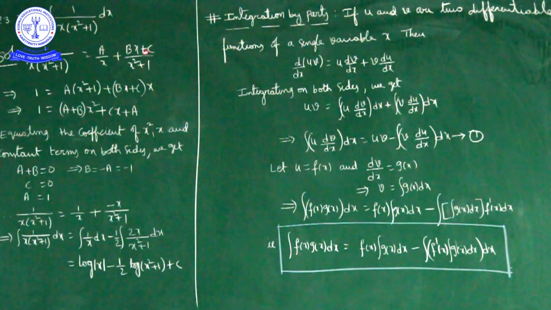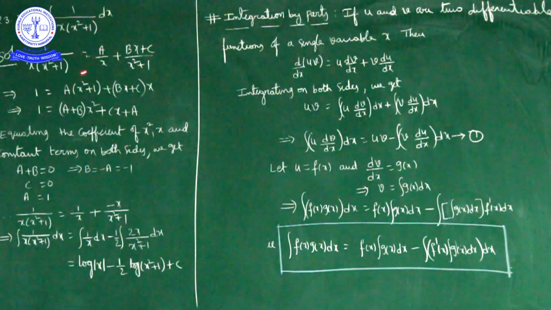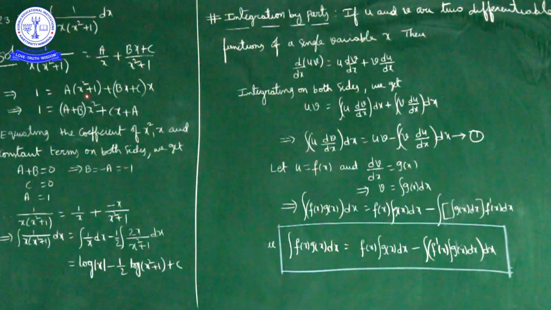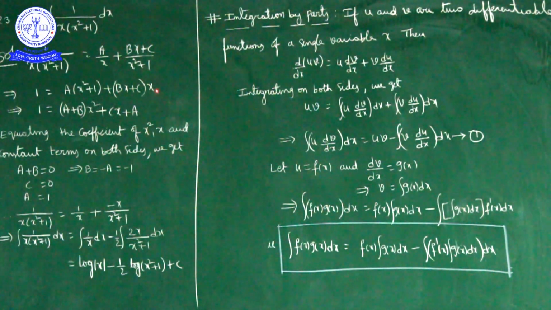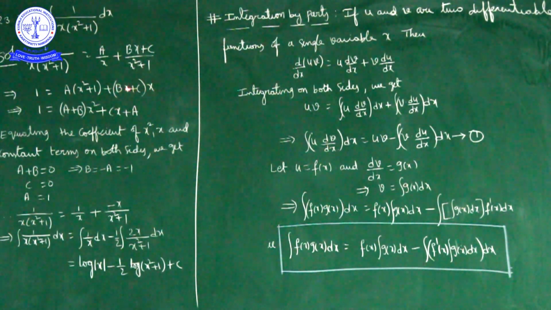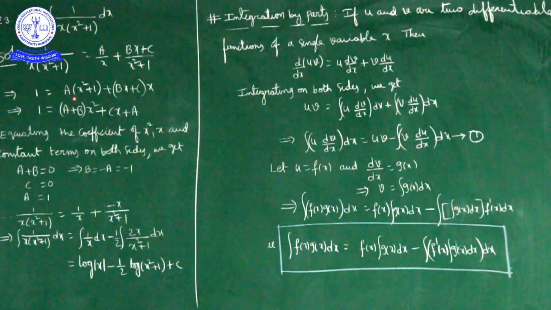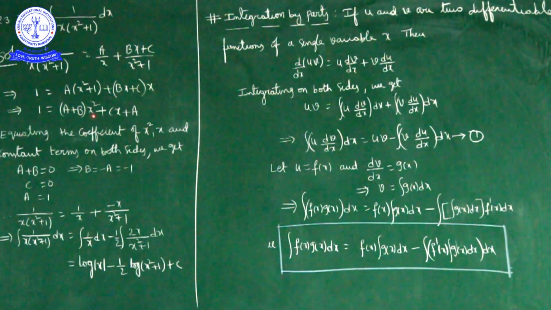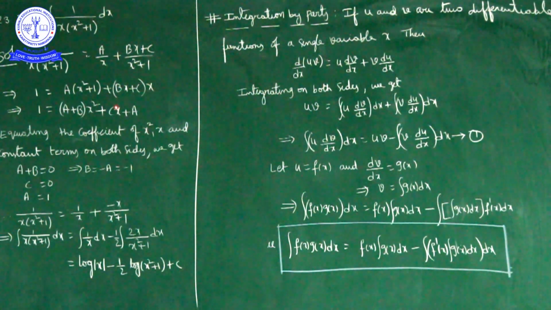Okay. Now by taking LCM and cancelling the denominator, what will we get? 1 is equal to A into (x square plus 1) plus (Bx plus C) into x. Okay. Multiplying, what we get? Coefficient of x square is Ax square plus Bx square. So (A plus B) into x square. Coefficient of x is what? Cx.